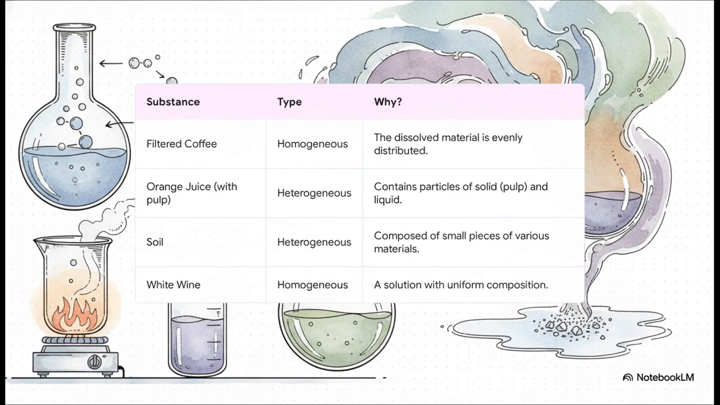And this is where it gets really practical, because you see this stuff everywhere. That cup of coffee you had this morning, if it's filtered, it's homogeneous. The flavor is totally even. But what about orange juice with pulp? Totally heterogeneous. You can literally see the solid pulp floating in the liquid. Once you start looking for this distinction, you'll see it all over the place.